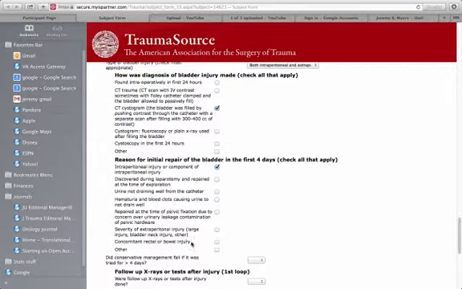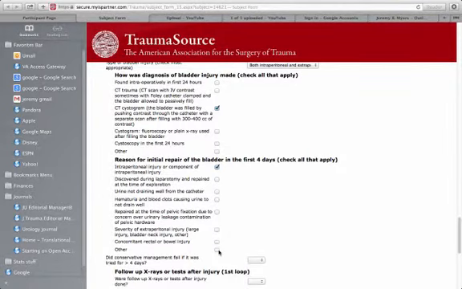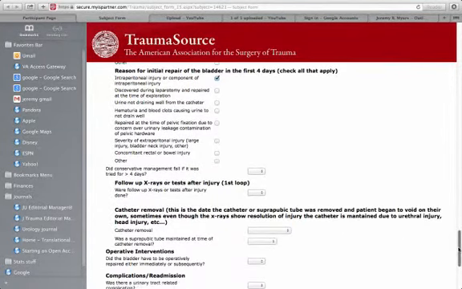And then concomitant rectal or bowel injury, and then under other, there's a descriptor for other reasons that the bladder might be repaired. In this case, the patient did have a bladder neck injury, but it was really the intraperitoneal component that caused them to get repaired immediately.